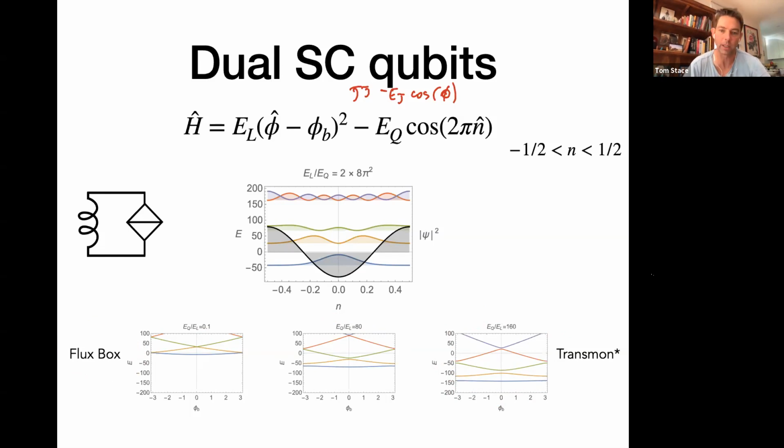So that would be a thing in which the flux is a reasonable quantum number. And I can think of the eigenstates as being characterized by being in one or other flux state of the circuit. So that's a dual superconducting qubit. And again, I want to reiterate that's not the new kind of qubit that I'm talking about.